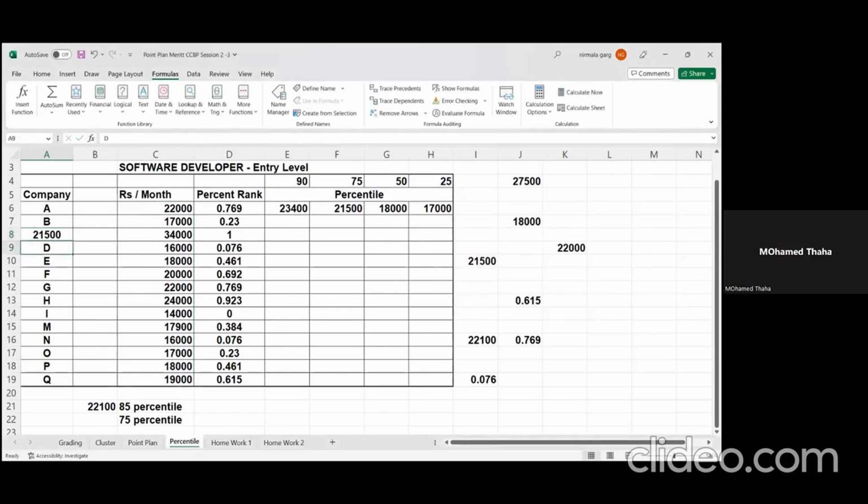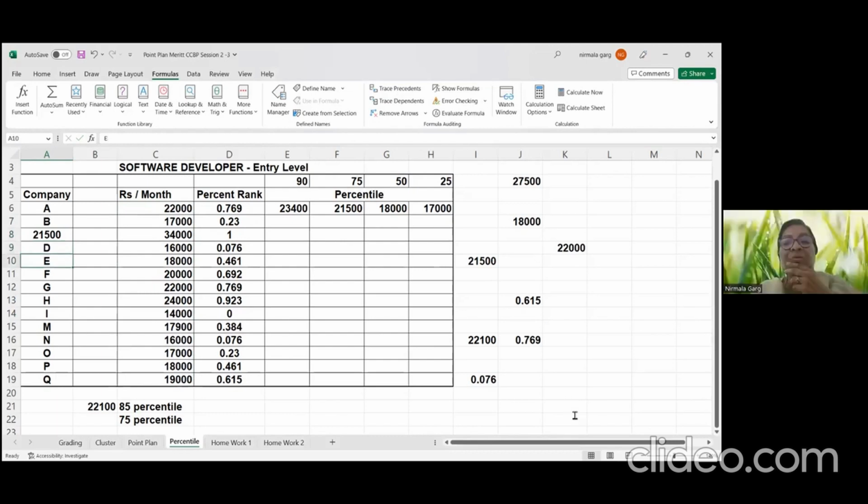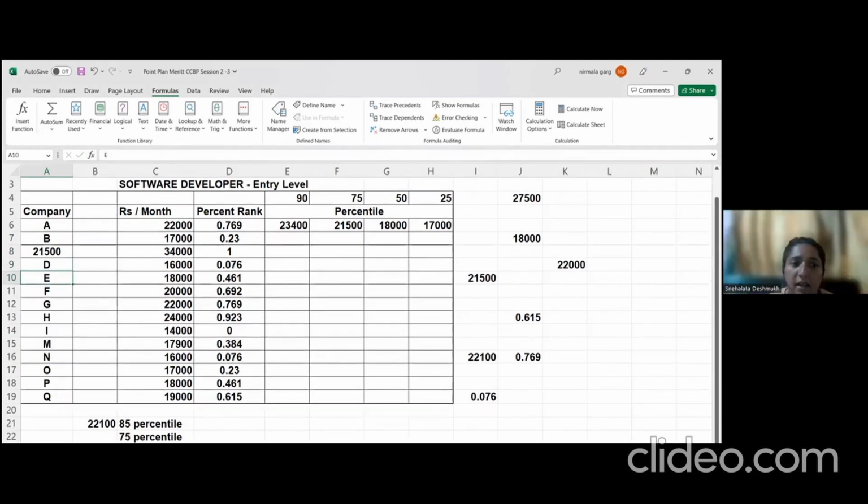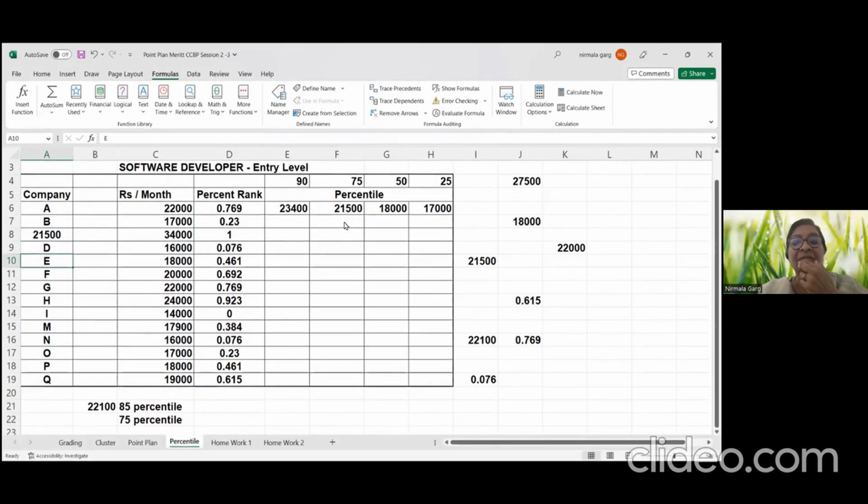Enter. Yes. Where did it go? Anyway, it went off somewhere. I didn't see that. All right. It went to A8, column C. Okay, 75. It is Company C. 21,500.